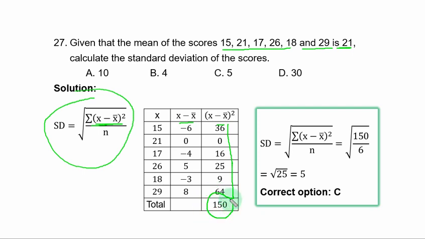150. Now you have 6 observations or 6 scores. Therefore, the standard deviation is equal to this. The summation of s minus s bar all squared is 150 divided by 6. That is root 25, and you have 5 as the standard deviation. C is the correct option.